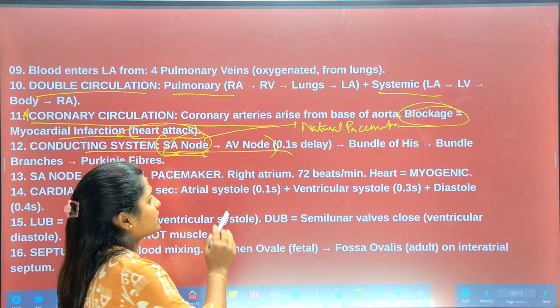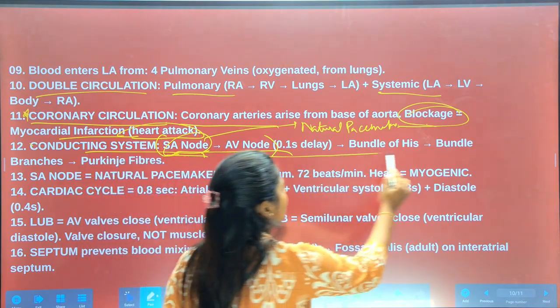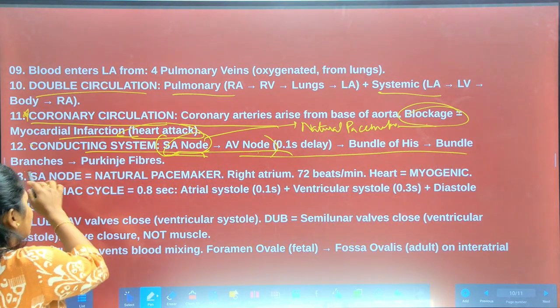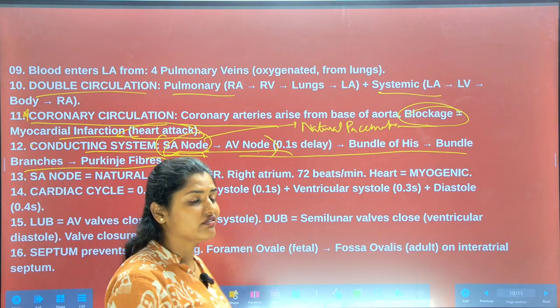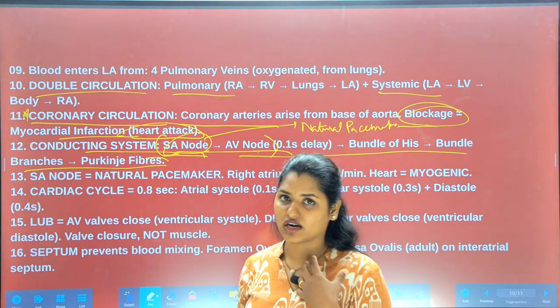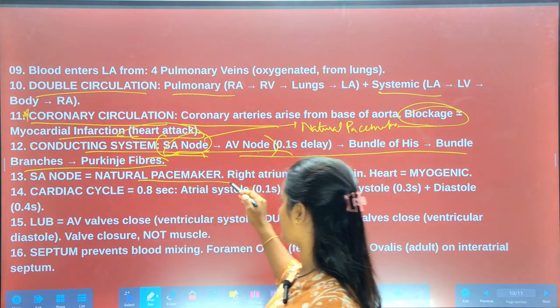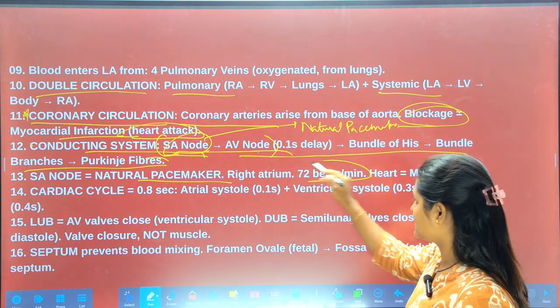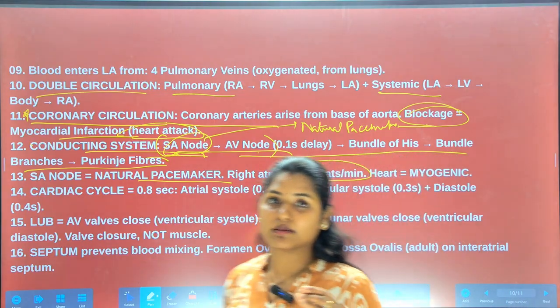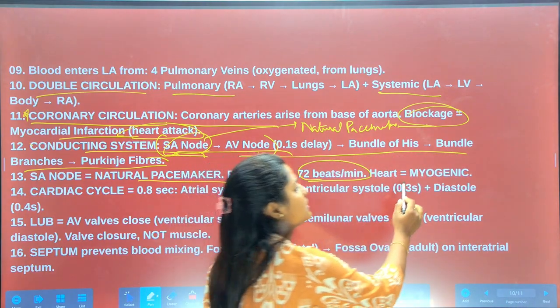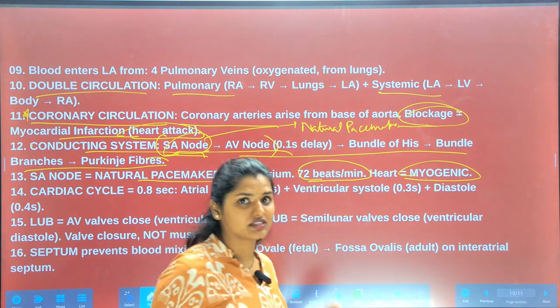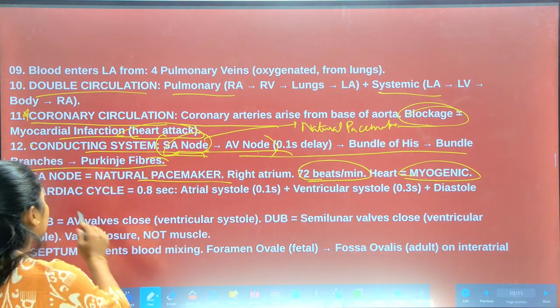And now coming to the AV node. These are all the nodes, branches, and fibers. These all give electrical signals to the heart. And now the SA node. I have said it is the natural pacemaker. It beats 72 times per minute. And I have mentioned the heart is myogenic.